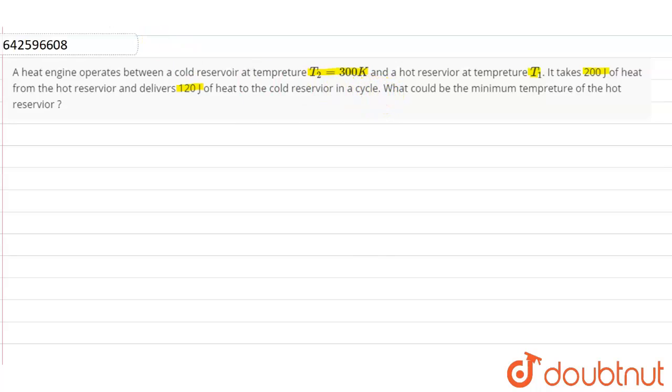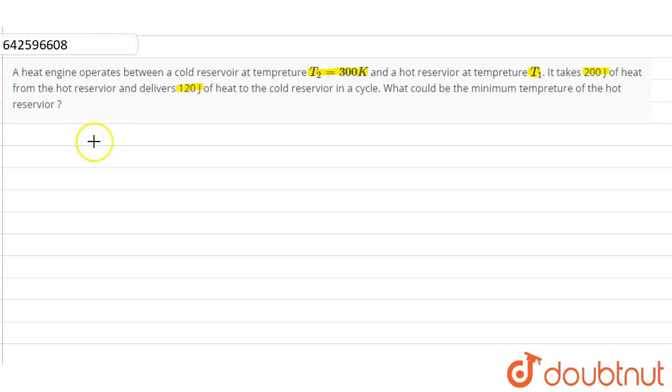So basically our question is saying a heat engine operates between two temperatures. The lower temperature is 300 Kelvin and the upper temperature is unknown, that is T1. It takes 200 joules from the hot reservoir and delivers 120 joules of heat to the cold reservoir in a cycle. And we have been asked what is the minimum temperature of the hot reservoir.